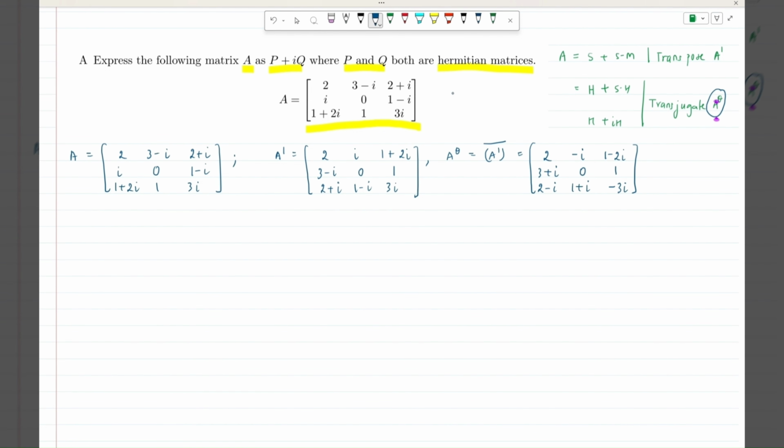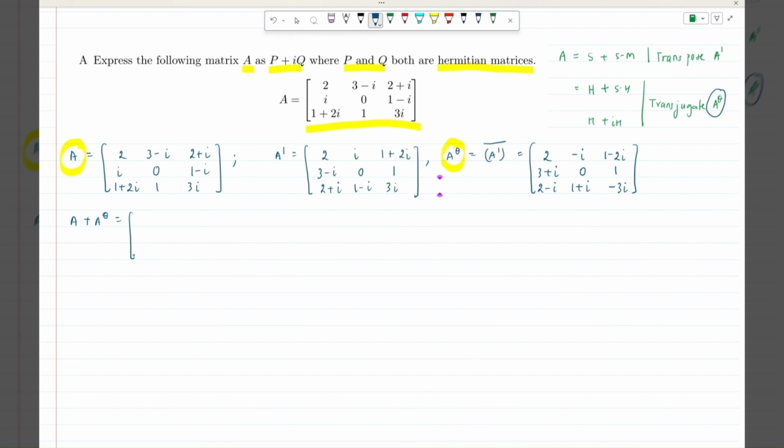Now, as a practice, we are going to take the sum of these two matrices, and also later on we will be taking the difference of both the matrix. So let us talk about the sum of A, which is here, and A raised to theta, which is this.